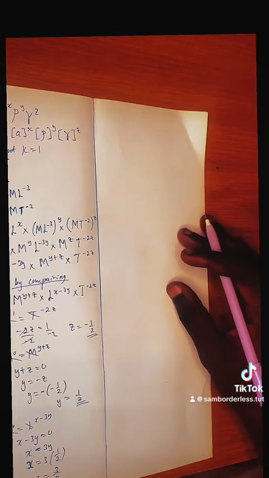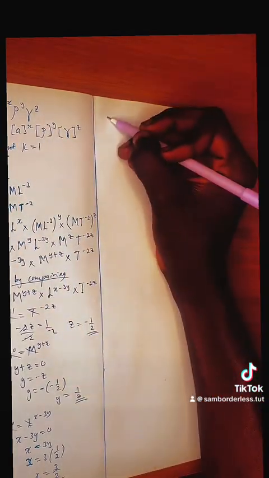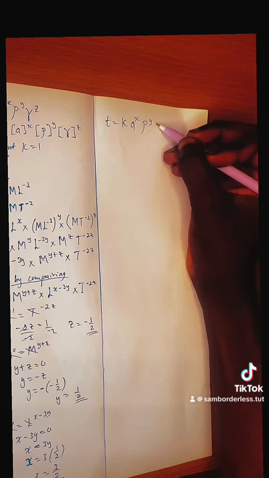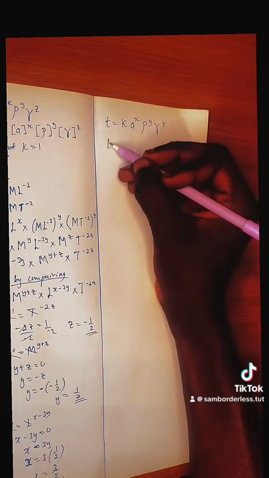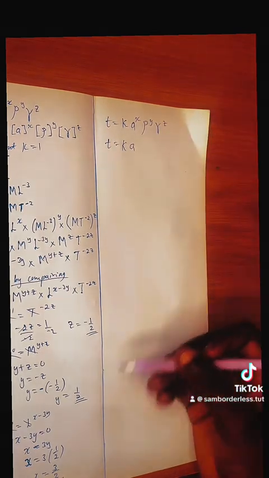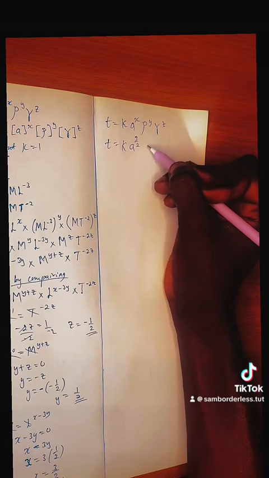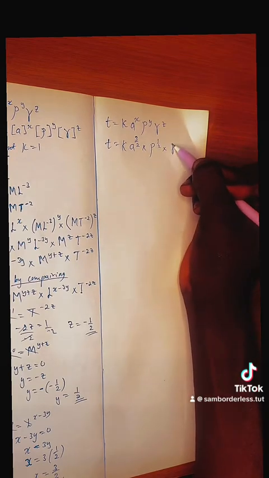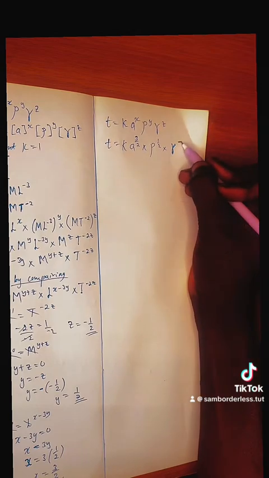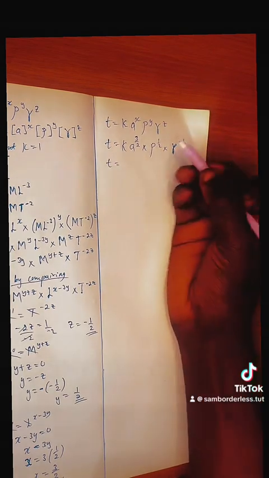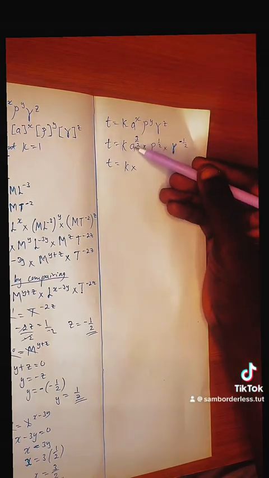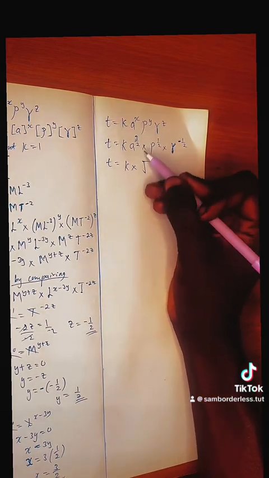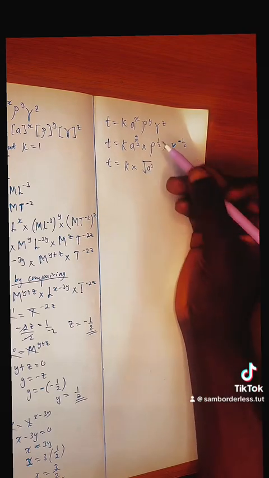Now what we need to do is to rewrite this, which is t is equal to k a to the power x, rho to the power y, and then gamma to the power z. So we have to substitute their values. So a to the power x, we got x as 3 over 2, times rho to the power y, which is 1 over 2, and gamma, which is z as minus 1 over 2. Now a to the power 3 over 2, it means something, right? This means the square root of a to the power 3. That is what it means.